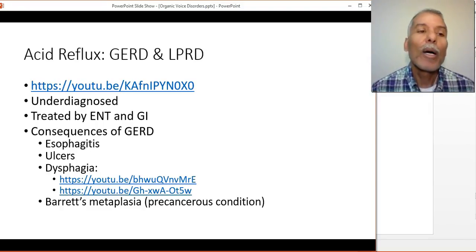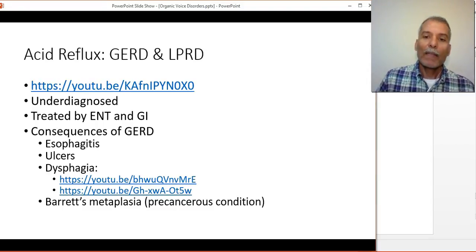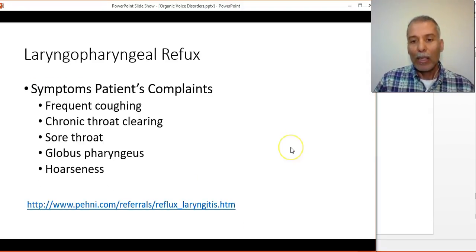Then we speak about acid reflux. There are basically two distinct kinds. Sometimes they're mixed up, but there's gastroesophageal reflux disease, and that affects the esophagus.